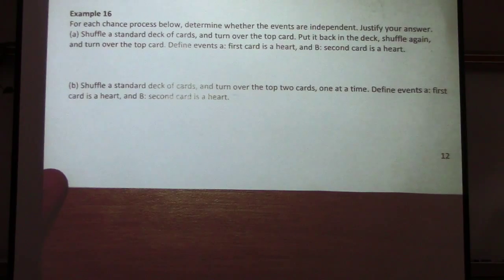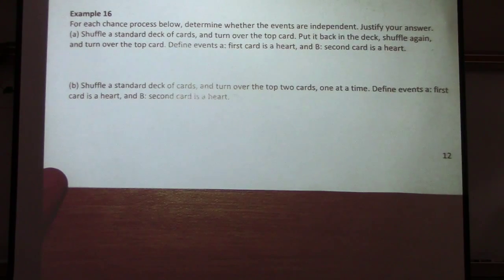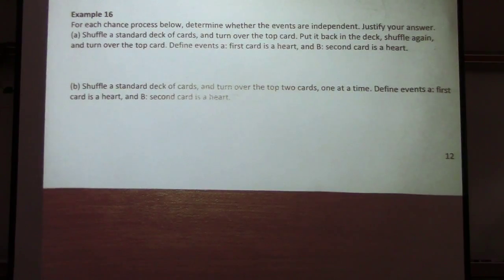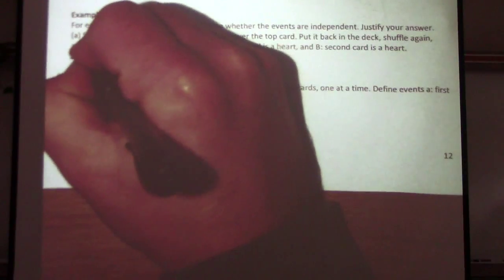Who says yes? Who says no? All right. The answer is yes, but I'm interested in why no. Oh, because if you don't put it back in, then there's one heart that's not accounted for. Yes. And in this example, you are putting it back in. So you agree with us. If you don't put that card back in, it actually matters. So let's write independent.